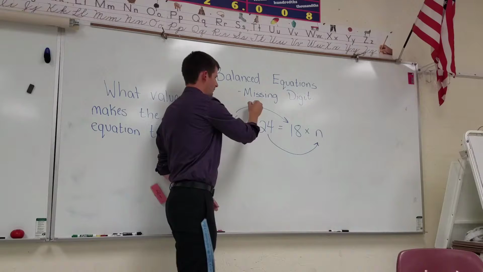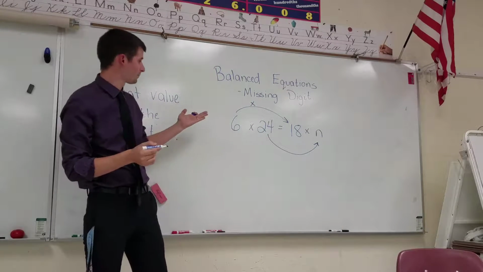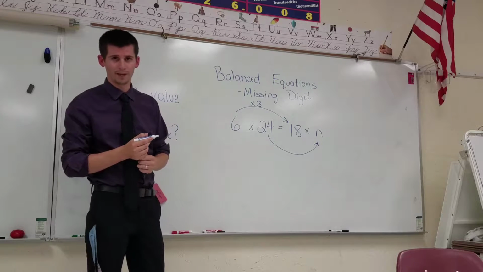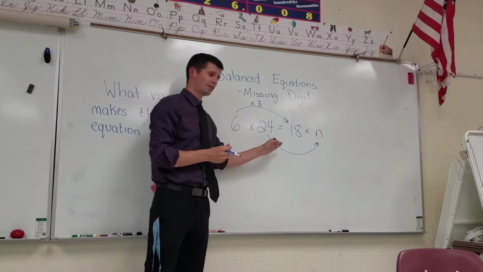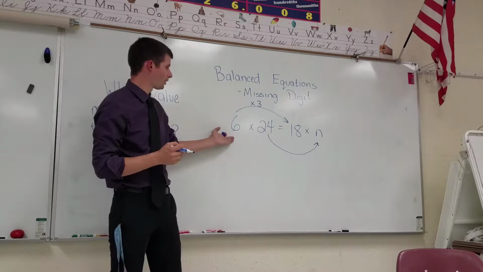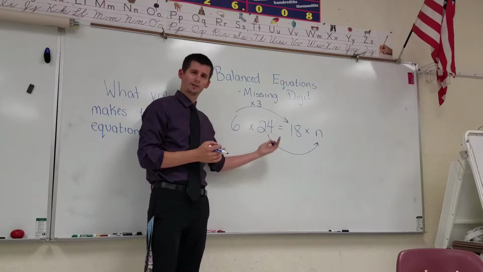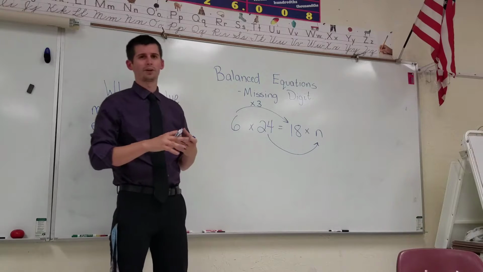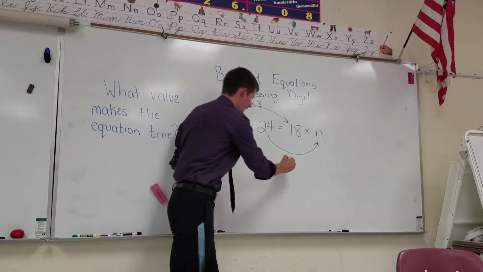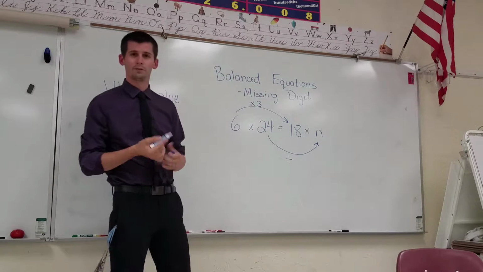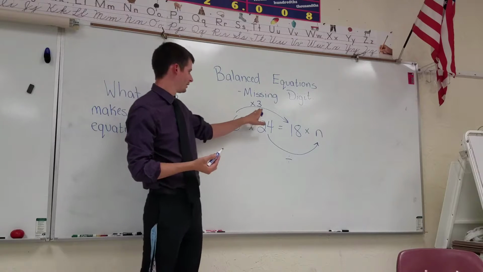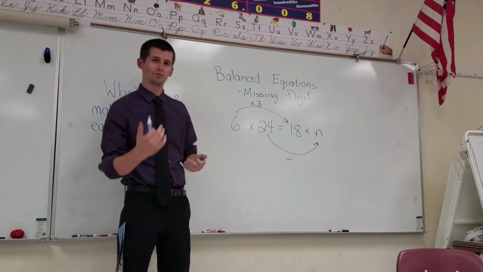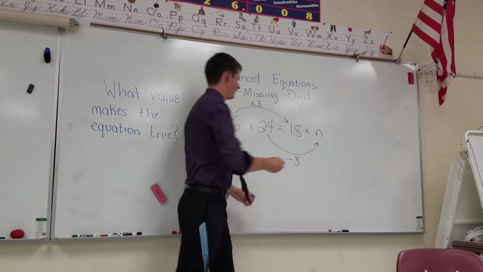So I'm going to look at the relationship from 6 to 18. Well, 6 to 18, I'm increasing, so I know I'm multiplying. What did I multiply by? Well, 6 multiplied by 3 will give me 18. So to balance this equation, since we multiplied on one side, we have to do the opposite on the other side to keep that balance. The opposite of multiplication, or as we call it, the inverse of multiplication, is division. So we're going to divide on that second factor by the same number. Since we multiplied by 3, to keep that balance, we need to divide by 3.